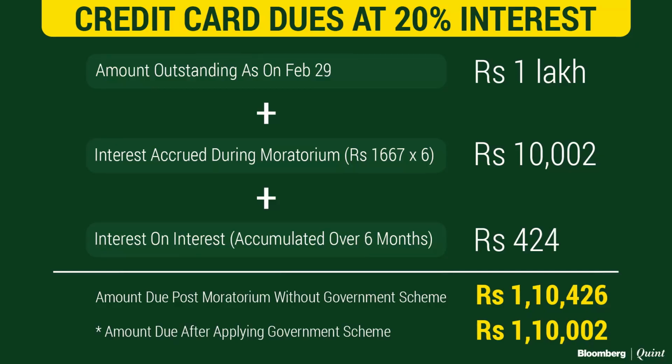Let's quickly go through another illustration here. Assume that I had credit card dues of 1 lakh rupees at the start of February and I availed of the moratorium. Interest at 20% would accumulate over the course of the 6 months, and the interest on interest component would amount to 424 rupees, which would be waived because of the government scheme. So at the end of the moratorium, I would owe the credit card company just over 1,10,000 rupees.